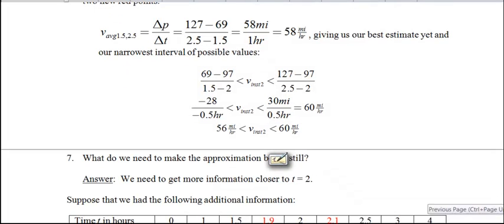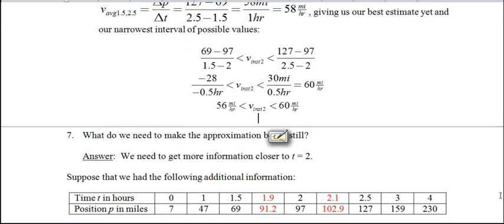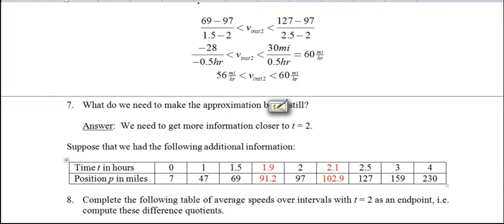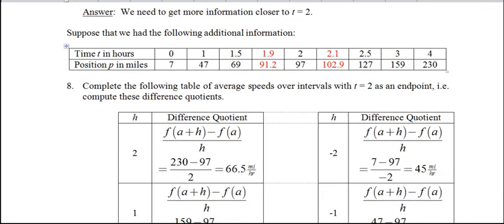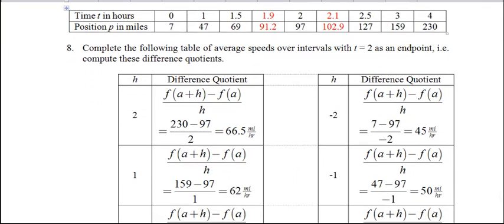So, what do we need to make the estimate even better? Well, the answer, we need to get even more information closer. What if we measured it here close at 1/10 of an hour? So actually what I've done now is I have here a table where I've looked at the difference quotient with various values of h with the information I have in the table now.